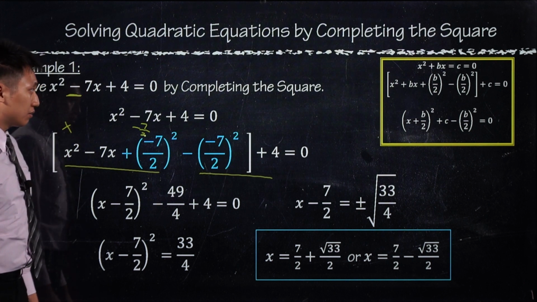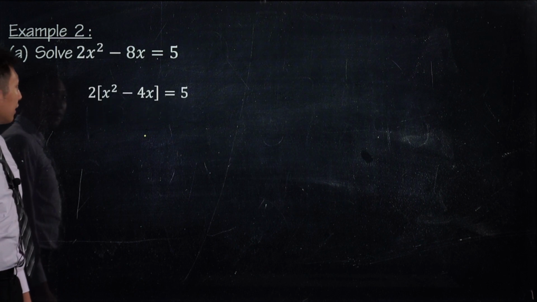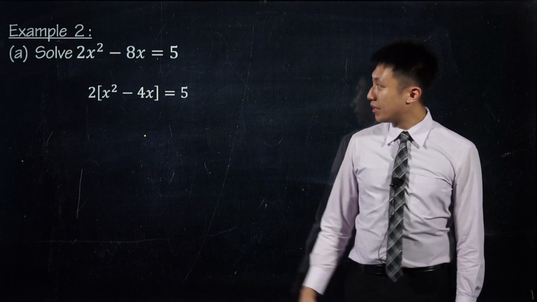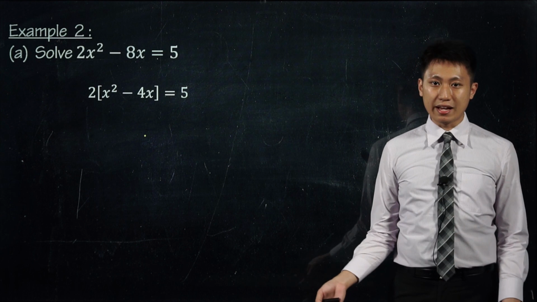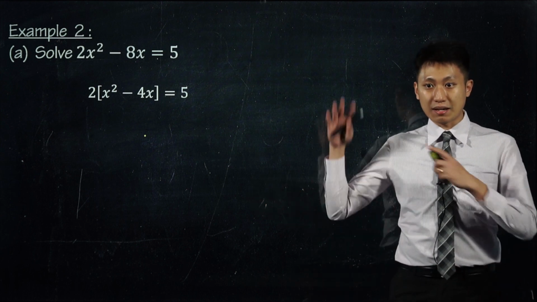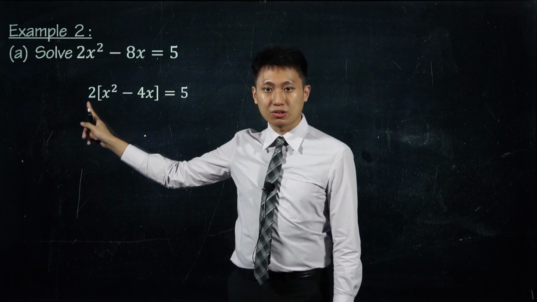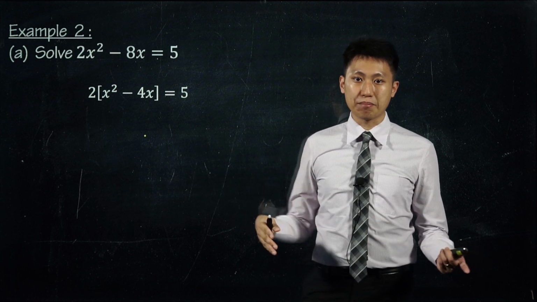Okay, so let's move on to the next one. Solve this one. Can you try this one yourself first? If there is a coefficient 2, what should you do? You can reduce this case to something like the previous example. What you have to do with these 2, you can choose to divide both sides by 2, then it becomes something like the previous one already.